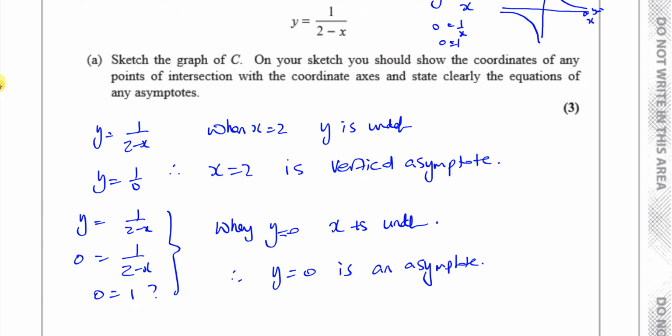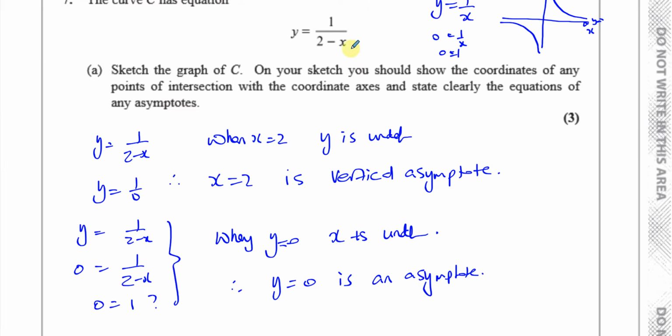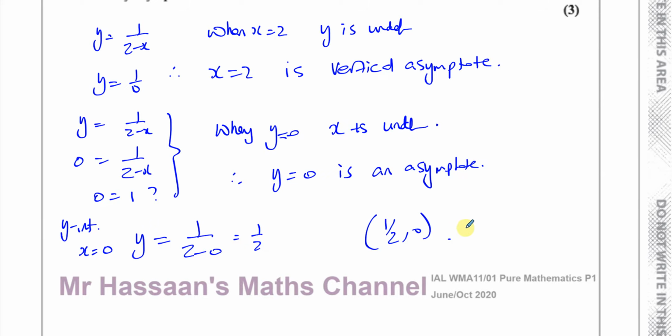Okay, and we can see here also that it's going to cross the y-axis when x equals 0. So we can say that the y-intercept, of course it won't have an x-intercept because it doesn't touch the x-axis, because y equals 0, which is the x-axis, is an asymptote. So the y-intercept is when x equals 0. So you have y equals 1 over 2 minus 0, which is a half. So we can see that it's going to cross the y-axis at a half and 0.